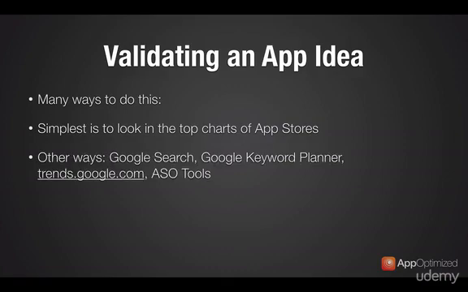And there are other ways. There's Google search. You can use the keyword planner tool. You can look at Google Trends. There are ASO tools. There's a lot of different things. But I think the best method to start with is to look in the App Store itself.